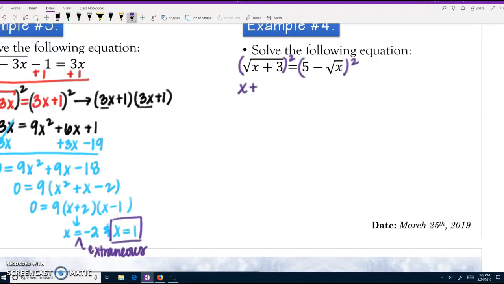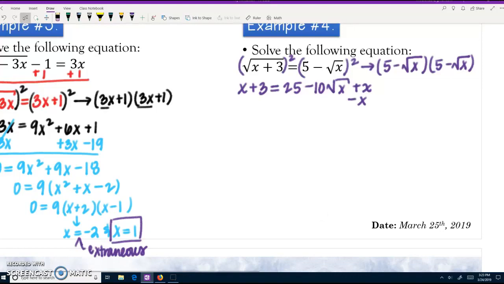On the left-hand side, that's just going to leave me with what's inside the square root. But on this side, what I have to do is multiply 5 minus the square root of x times 5 minus the square root of x. So my first term there will become a 25, and then I will have a minus 5 root x, and then another minus 5 root x. So that's going to become a minus 10 root x. And then I'll have a negative root x times a negative root x, which is just going to become positive x, because anything under a square root times itself is just going to leave you with that value that was originally under the root. So now I can combine like terms.